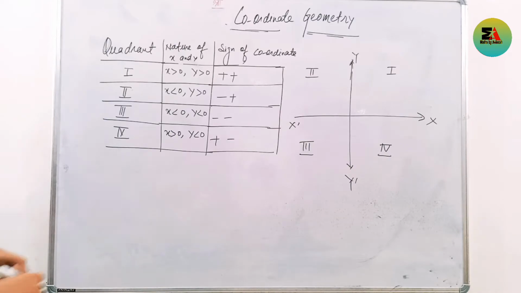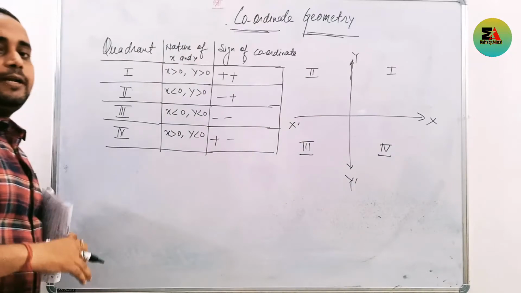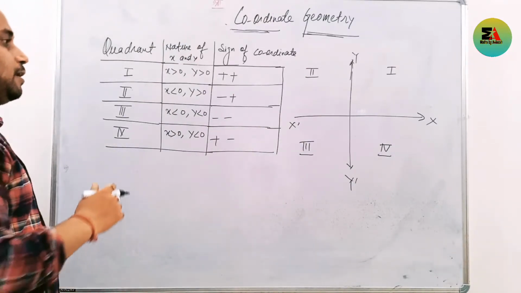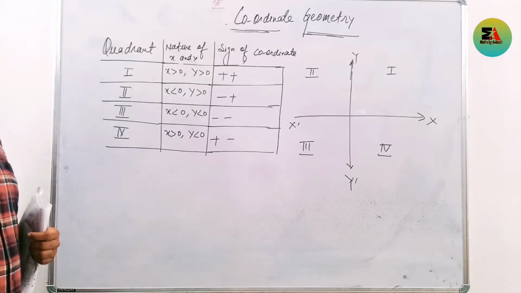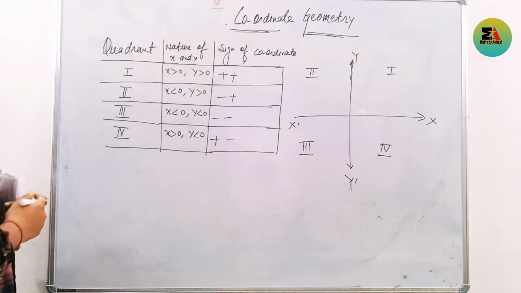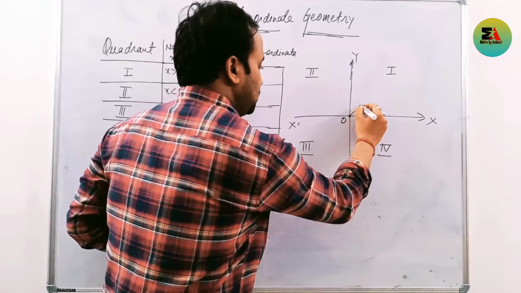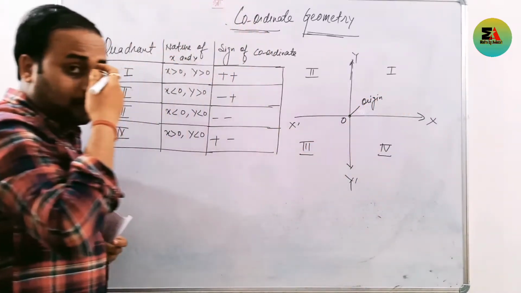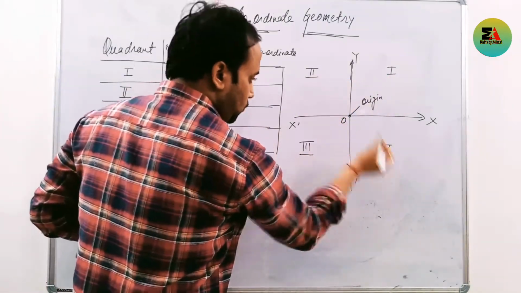In the earlier class we learned some basic information of coordinate geometry. What is coordinate geometry? How do we plot the values on the Cartesian plane, which one is the origin, what is a quadrant, and what is the value? Now see, from the earlier class we have to make a table of quadrants. If you see the figure, this is our origin, and we have to divide the plane into four parts: first quadrant, second quadrant, third quadrant, fourth quadrant.